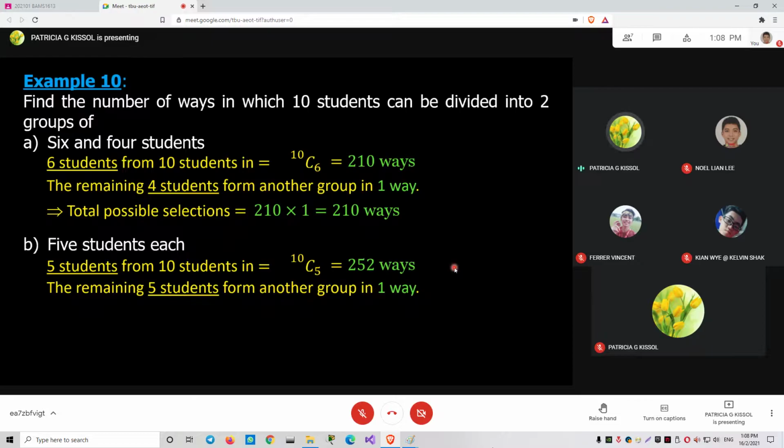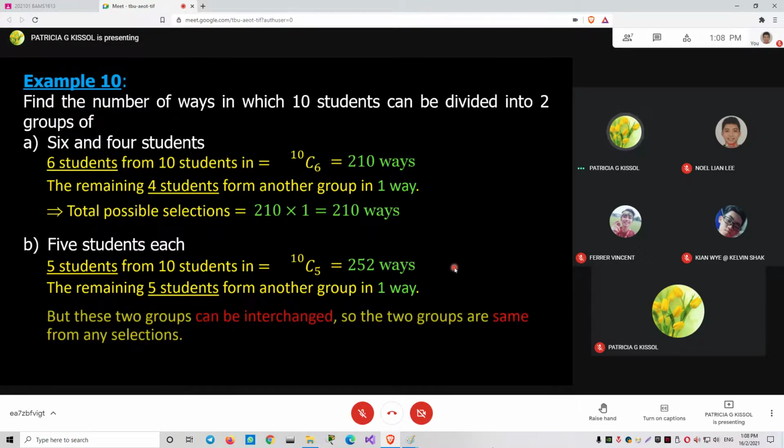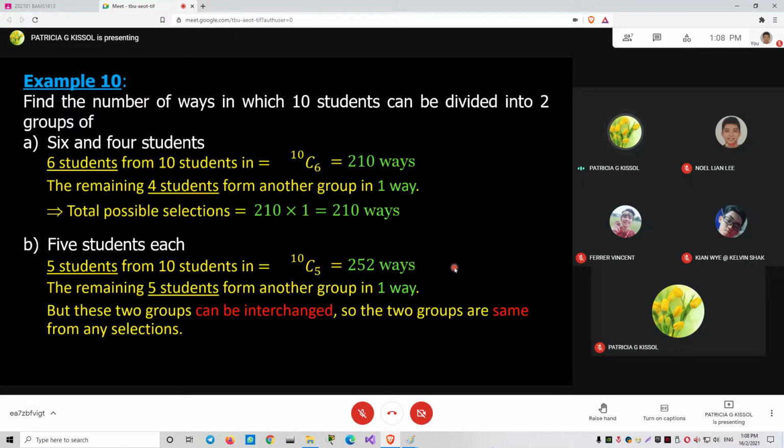Now the remainder 5 will form another group, the same as what we did in part A. However, you need to take note, these two groups can be interchanged. So the two groups are the same from any selection. Because of that, for the total possible selections, we have to divide by 2 again. And that gives us only 126 ways. Any question?